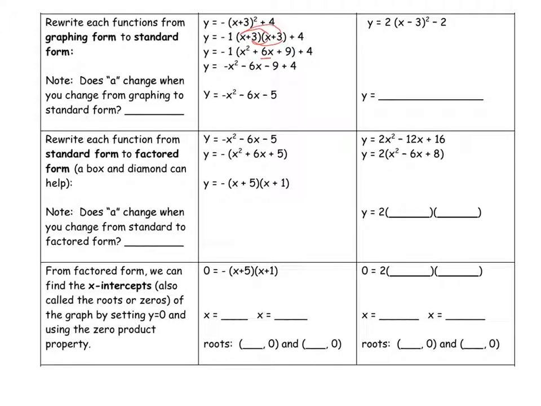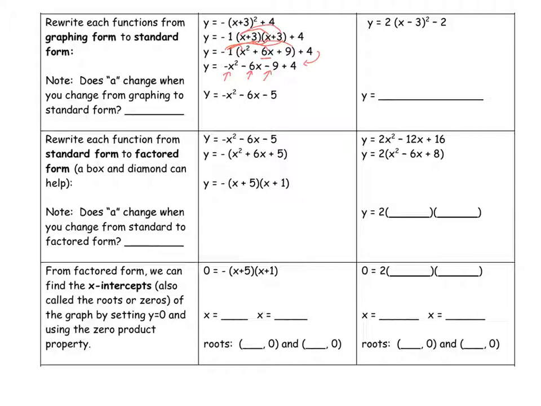Then we need to keep that in parentheses and distribute our -1 into that. So -1 times x squared gives us -x squared. -1 times 6x gives us -6x. And -1 times 9 gives us -9. And then we drop down that +4. So simplified, -x squared minus 6x minus 5.